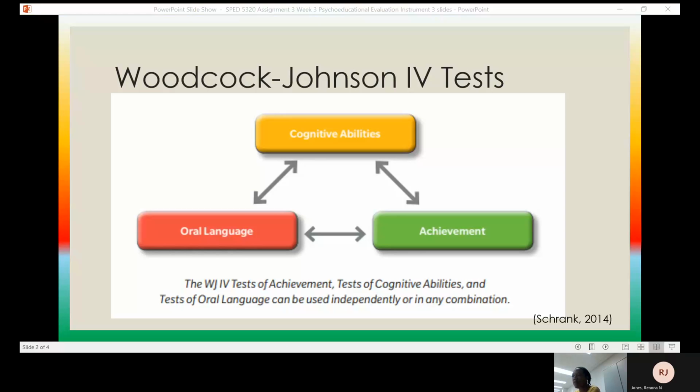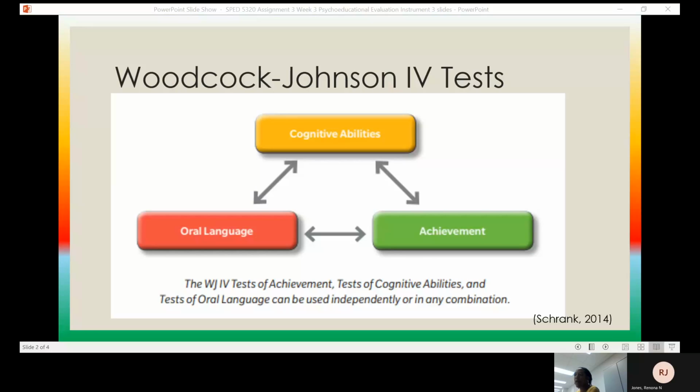The Woodcock-Johnson 4 Test of Achievement is the portion of the battery that assesses academic achievement and the one that will be discussed today. For an assessment to be used to determine a student's abilities, it must possess certain qualities. Three of those qualities are technical adequacy, bias status, and its purpose.